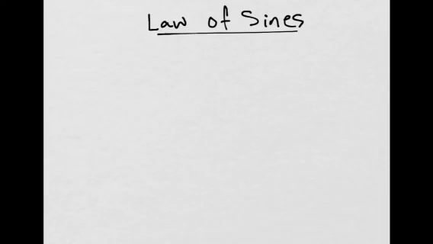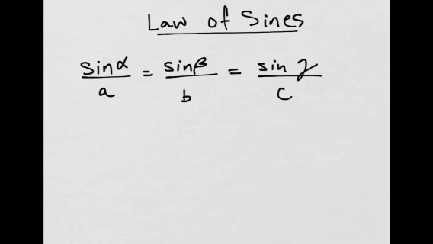Let's see. The law of sines says the sine of alpha over A equals the sine of beta over B equals the sine of gamma over C. I think that's gamma. I'm pretty sure it's gamma. It's like a little Y with a loop.